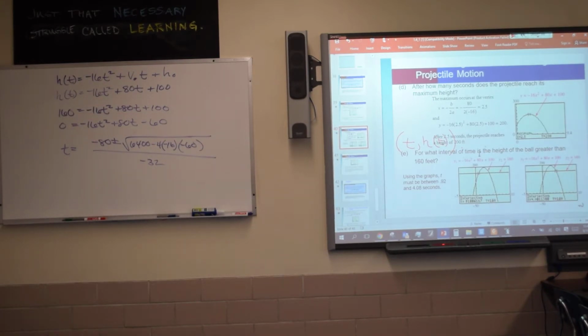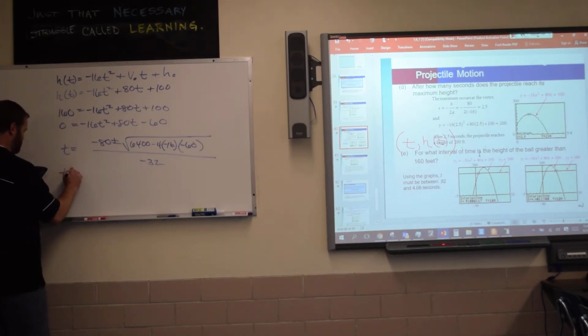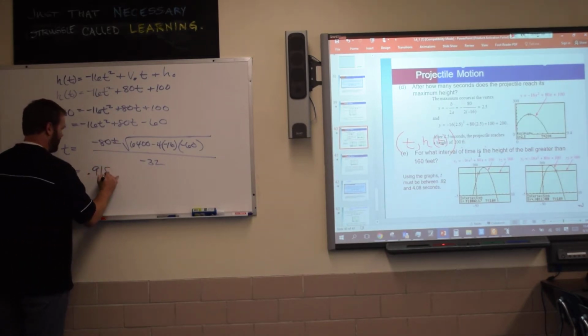Okay? So, real quick, negative 80 plus the square root of 6,400 minus 4 times negative 16 times negative 60. Let's see. That numerator gives me negative 29. But now when I divide by negative 32, I get a t-value of 0.918.